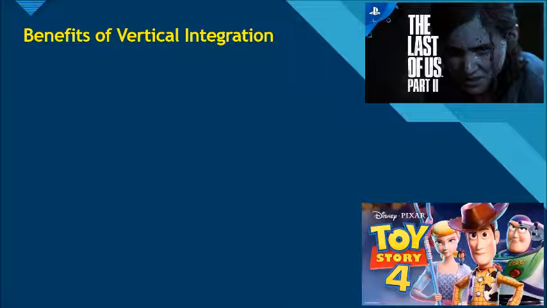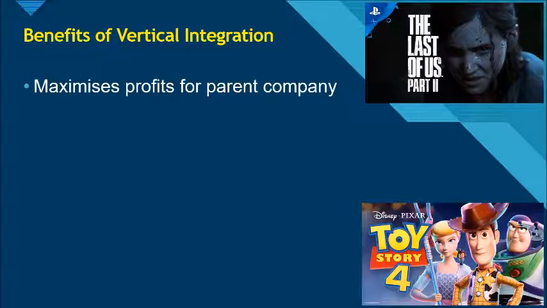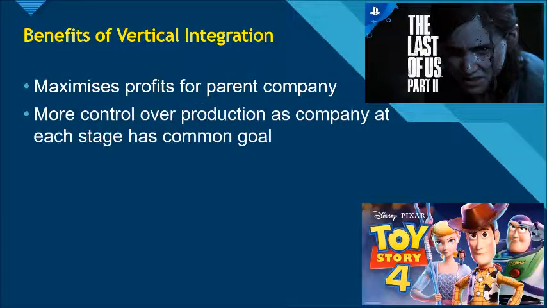So what are the benefits of vertical integration? Well, one of the benefits is it maximizes profits for the conglomerate or the parent company. So with Last of Us Part 2, for example, if that game was made by an independent company but distributed by Sony and played on PlayStation, Sony would only get profits through the distribution and exhibition. The profits for the actual production would go to a different company. So by owning all companies involved with the stages of production of the game, they maximize their potential profits.